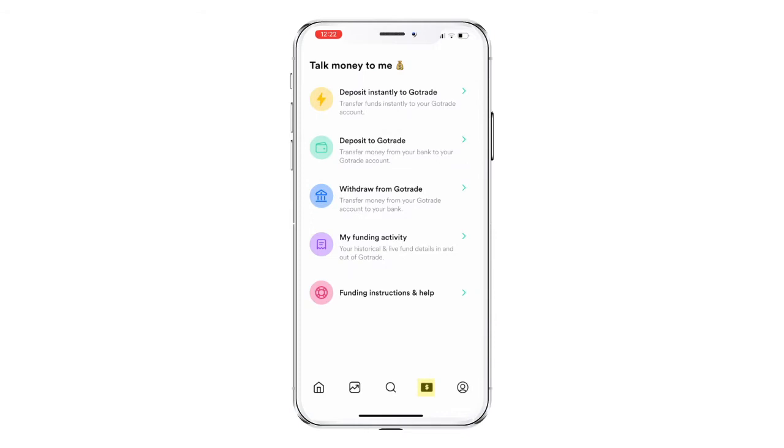Then you have here the fourth tab, Talk Money to Me. And this is the tab you use to make your money transactions. Either deposit, withdraw, or track your funding activity.